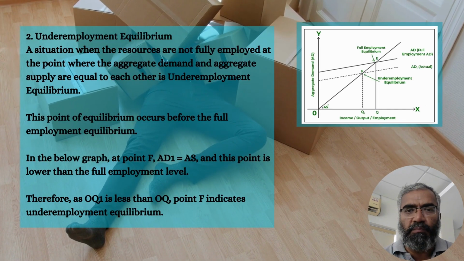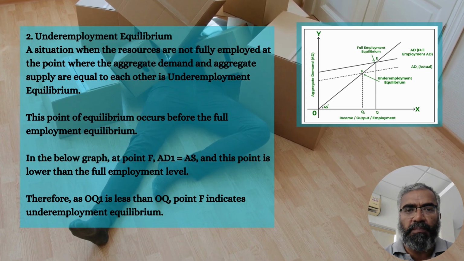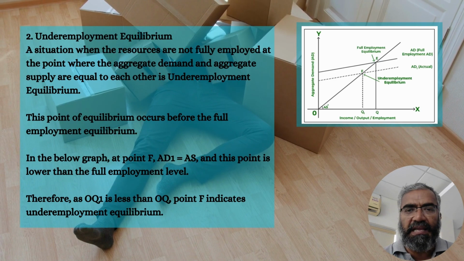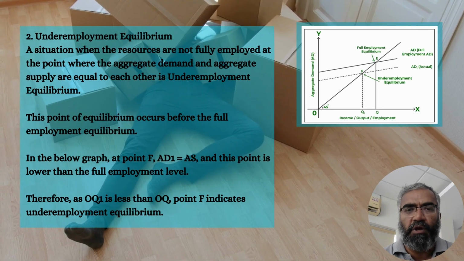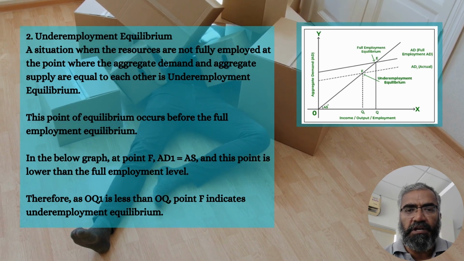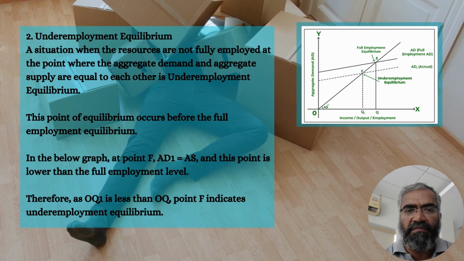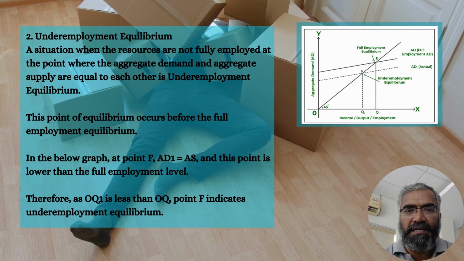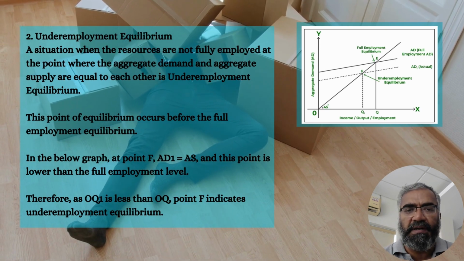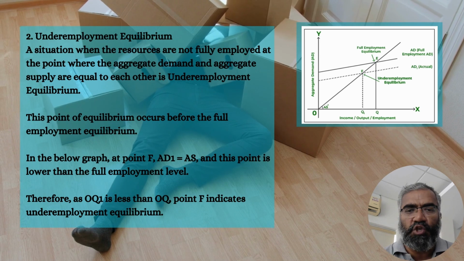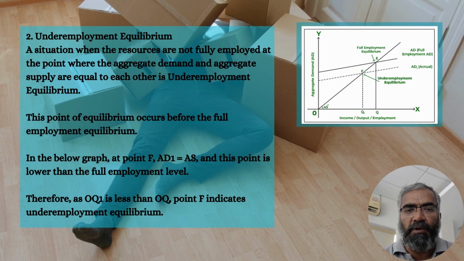Number two, underemployment equilibrium. A situation when the resources are not fully employed at the point where the aggregate demand and aggregate supply are equal to each other is underemployment equilibrium. This point of equilibrium occurs before the full employment equilibrium. In the below graph, at point F, AD1 is equal to AS, and this point is lower than the full employment level. Therefore, as OQ1 is less than OQ, point F indicates underemployment equilibrium.